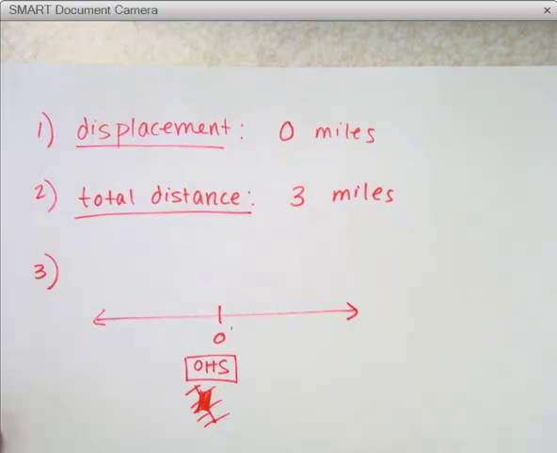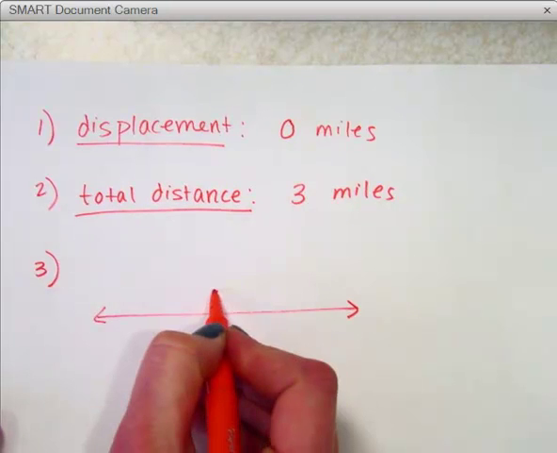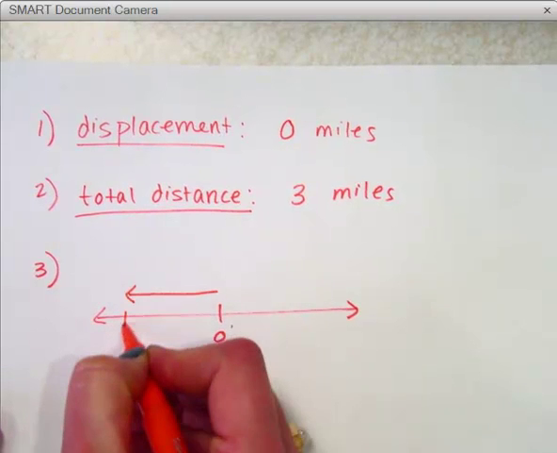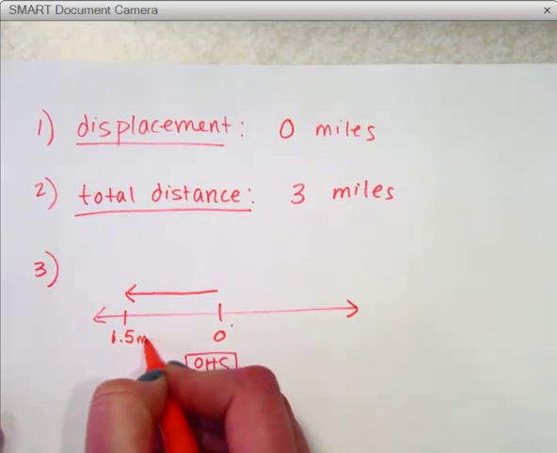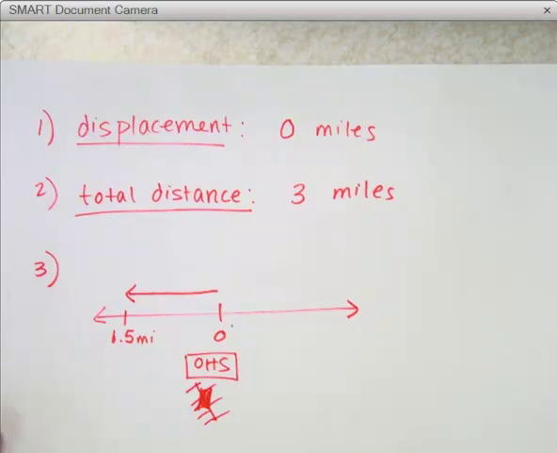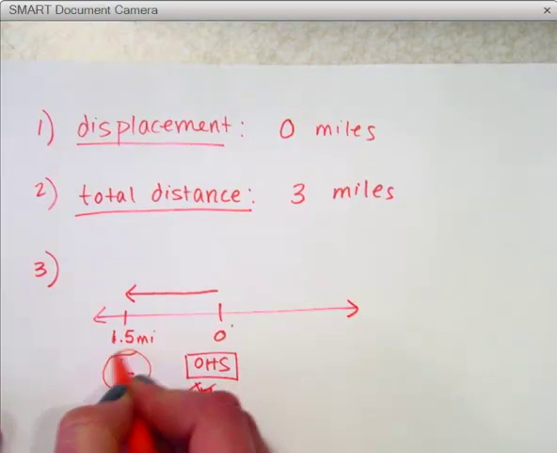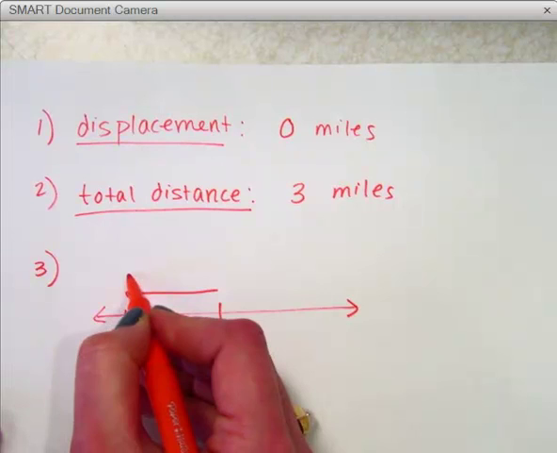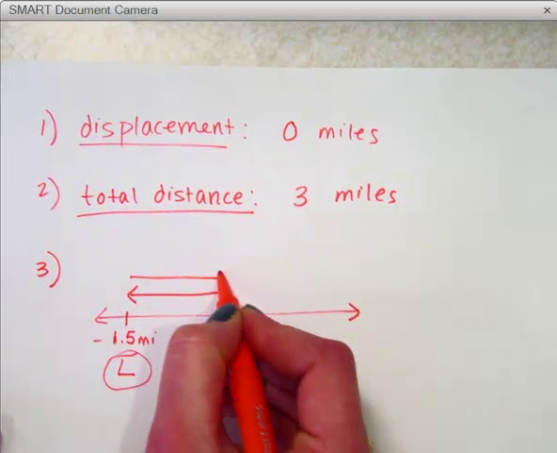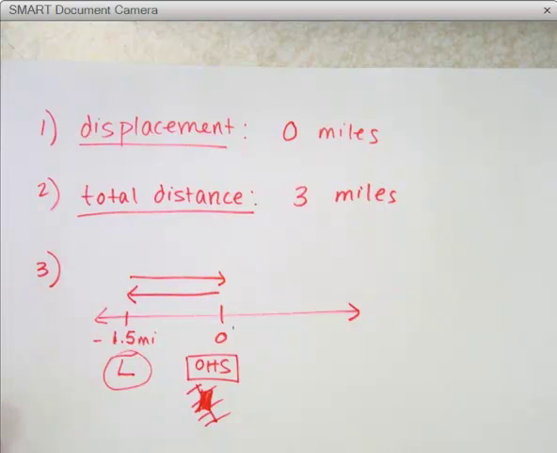So starting at the OHS parking lot, we moved away from the school. We're going to model that leftwards. So we went away how far? 1.5 miles. So that's going to lunch. So here's our lunch destination. And then after we ate lunch and returned to school, we start at negative 1.5 and go back to 0. This is a model of the car's travels on a number line.